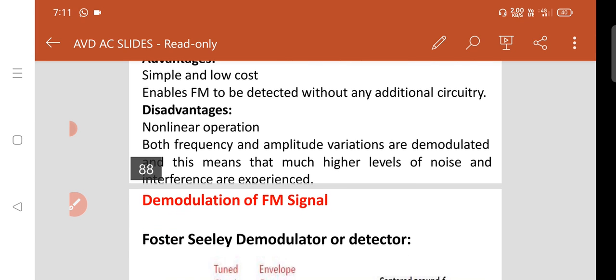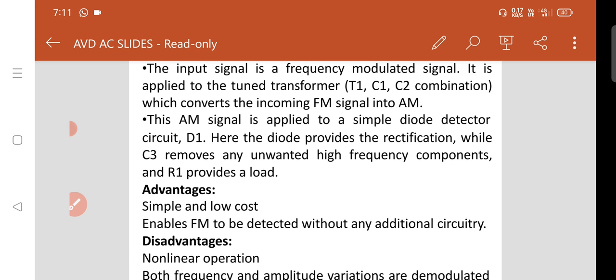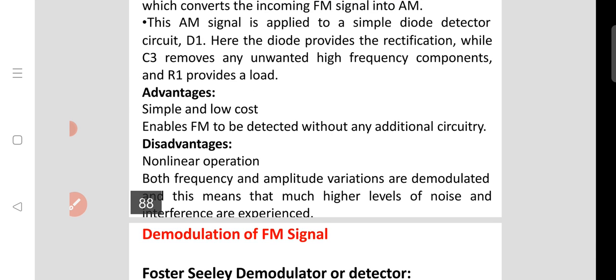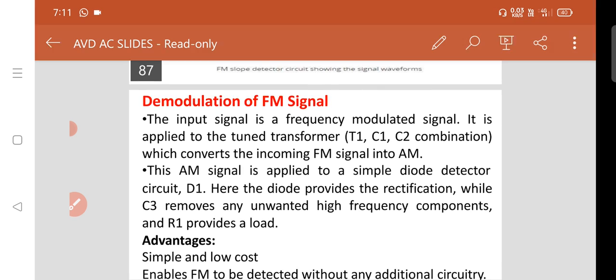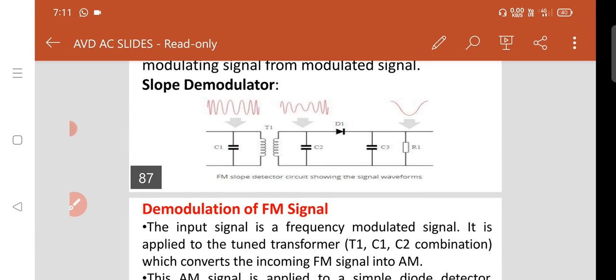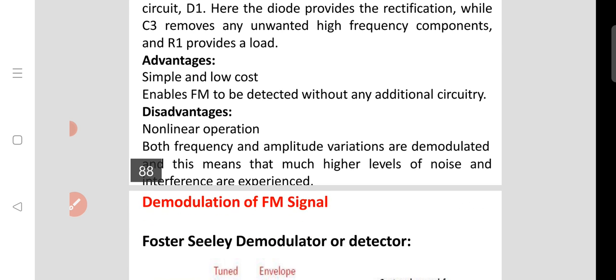Coming to the advantages, the slope detection method is simple and low cost, and it also enables FM to be detected without any additional circuitry. It is a simple circuit, an envelope detector and a tuned circuit, which detects the FM. But there are also disadvantages, that is the non-linear operation.